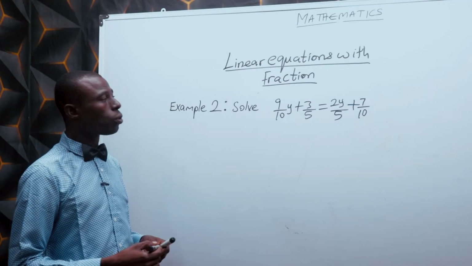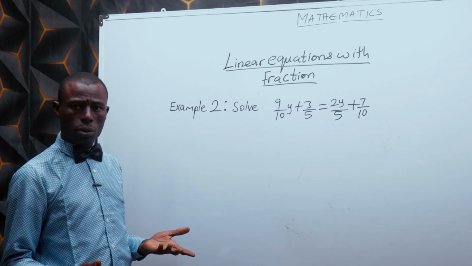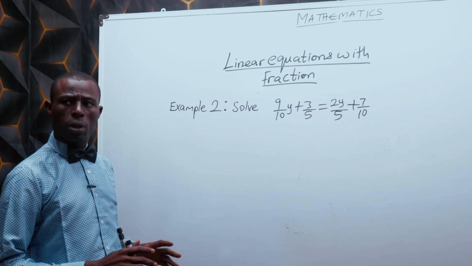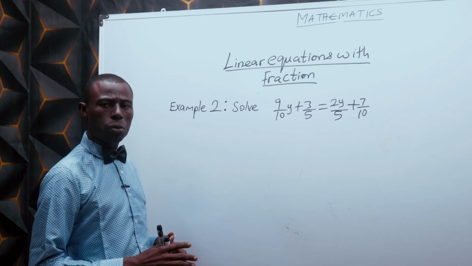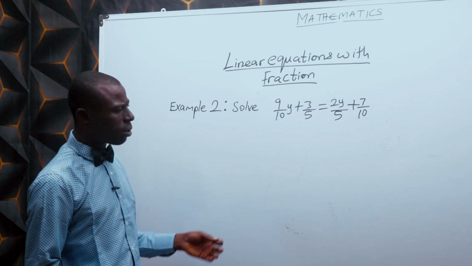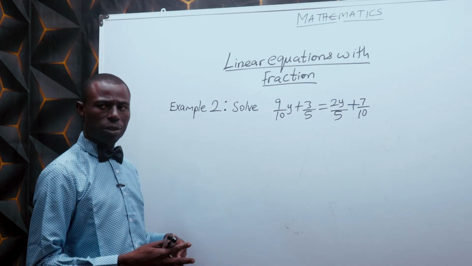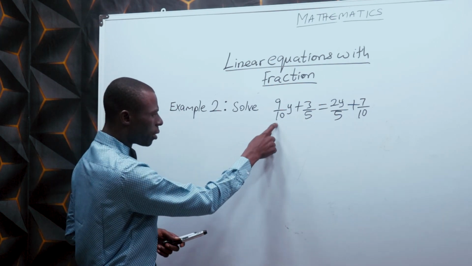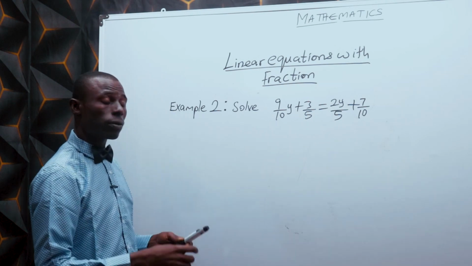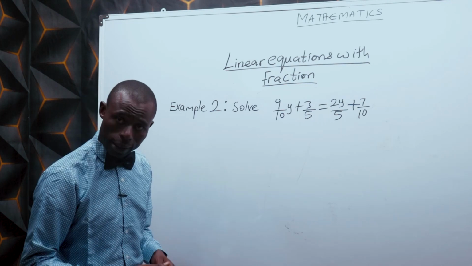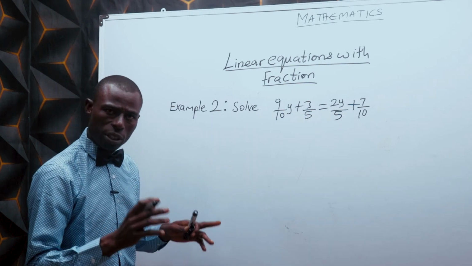Let's consider example 2, under linear equations with fraction. As I've told you, the first thing you do is to clear the fraction so that it can be easier for you to handle. And how do you clear the fraction? Find the LCM of the denominators of the fractions. Here we have denominator 10, here 5, here 10. What is the LCM of 5 and 10? Then it is 10. So use that 10 to clear the fraction, to multiply each term in the equation.